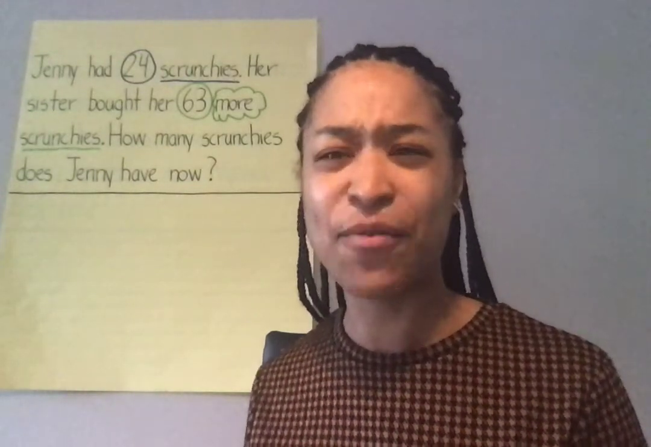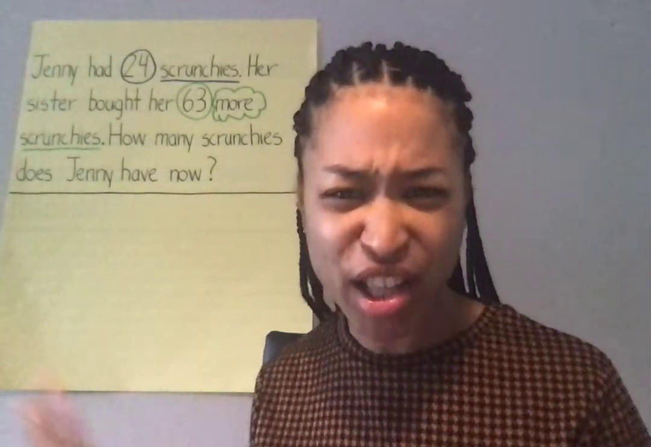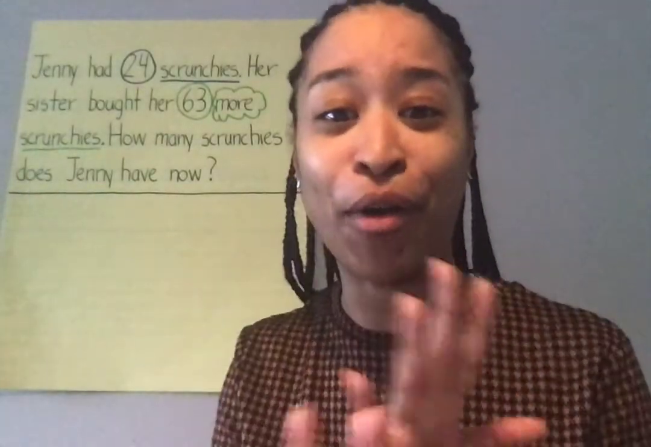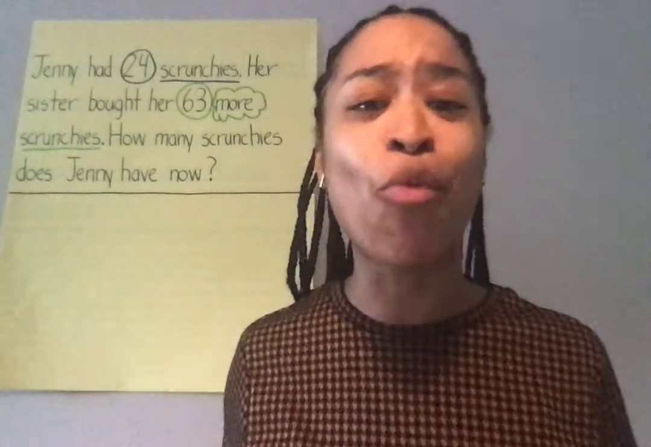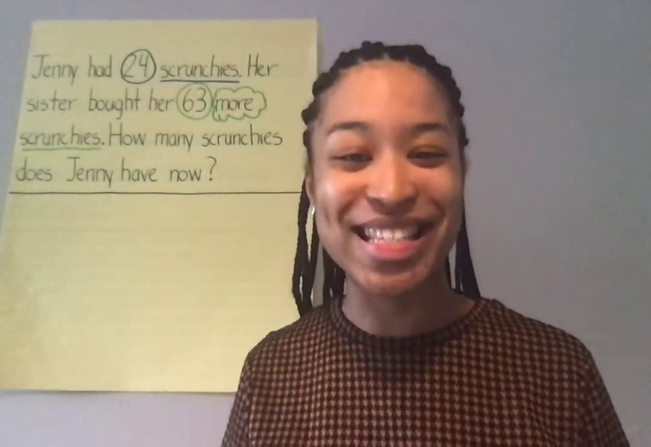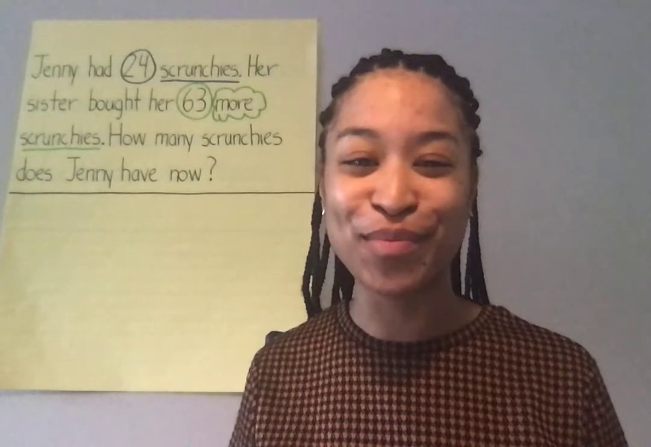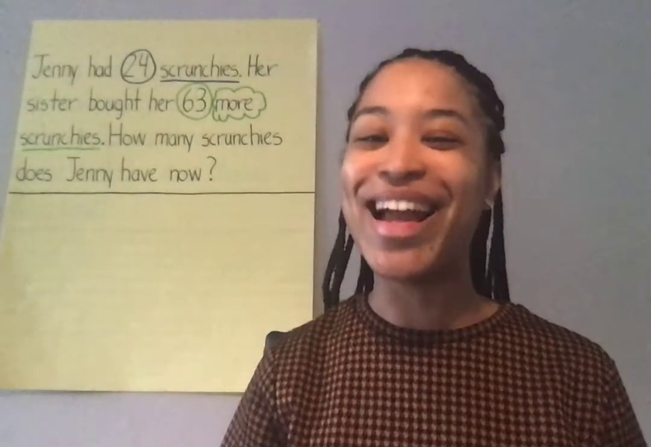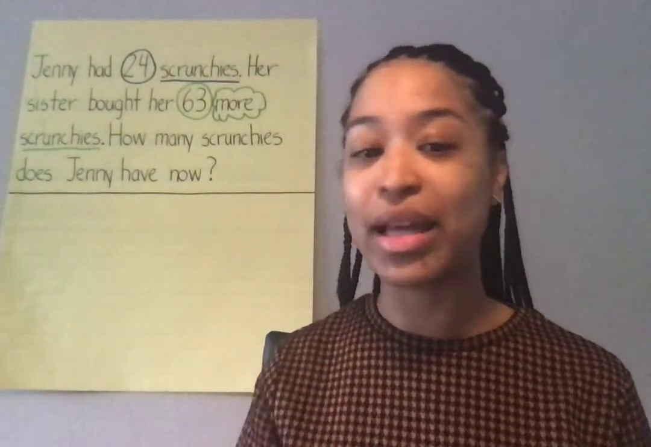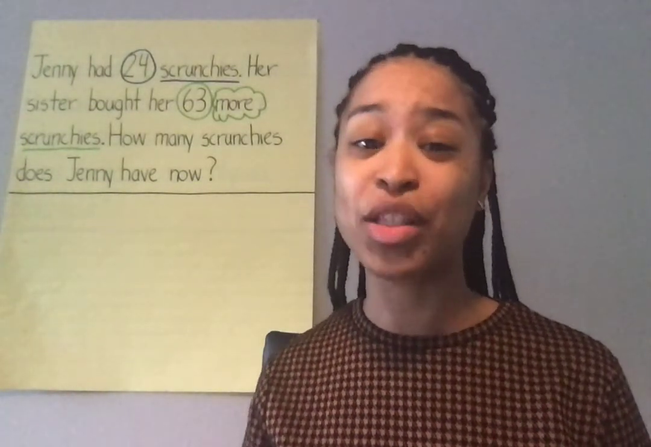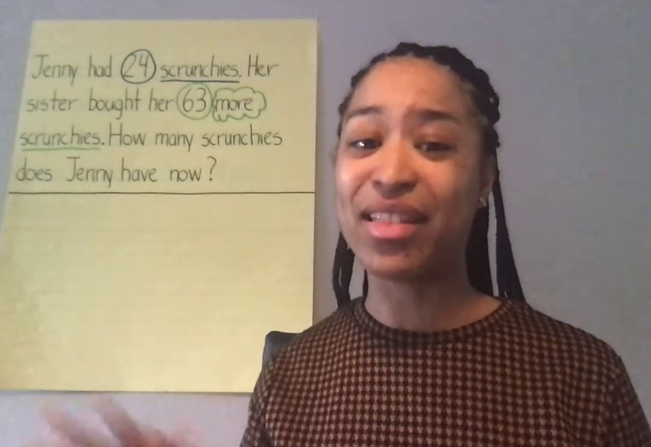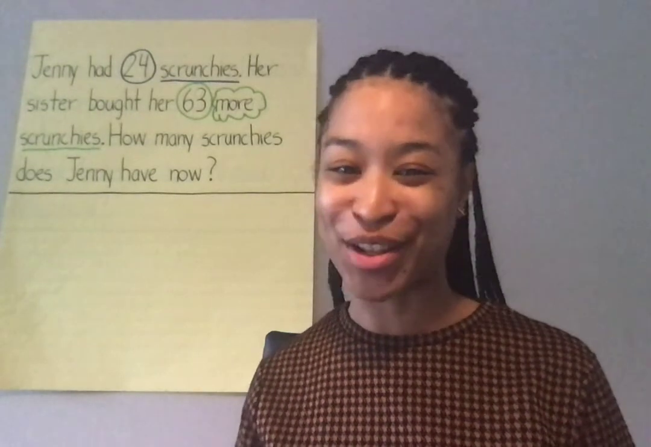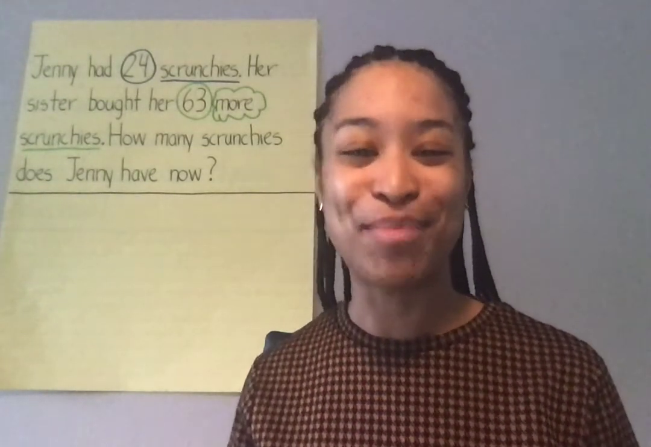Now I need to think, what's the fast strategy? Should I draw 24 circles and then draw 63 circles? Oh, no. That's too many circles. It's going to take way too long. So instead, here's what we're going to do. We are going to count on. Yes. So there are two ways that we can count on. We can start with the smaller number and add the bigger number, or we can start with the bigger number and add the smaller number. But the faster way, boys and girls, is to always start with the bigger number.